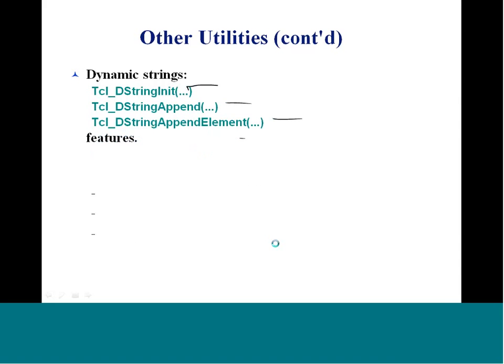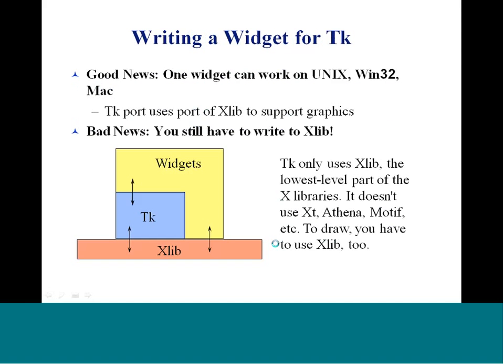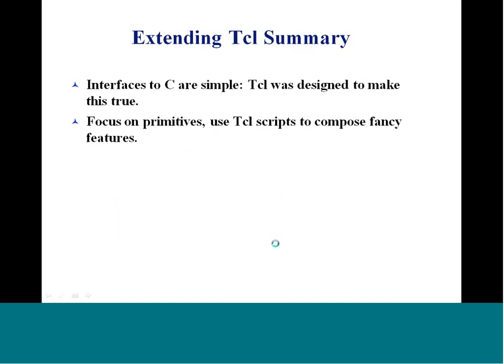I think I'm going to stop at this point. We will continue extending Tcl. I'll just summarize this one section and then we'll see the next section in the next class. So finally, in summary, interfaces to C are fairly simple. Tcl was designed to make this true, so it has to be simple. We want to focus on primitives and use Tcl scripts to compose fancy features.